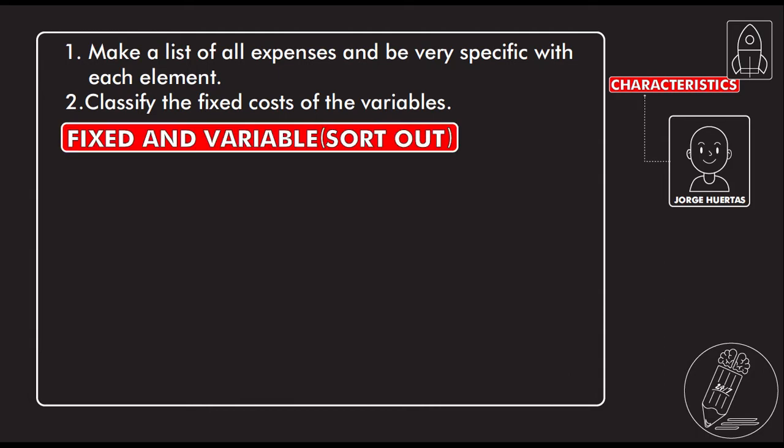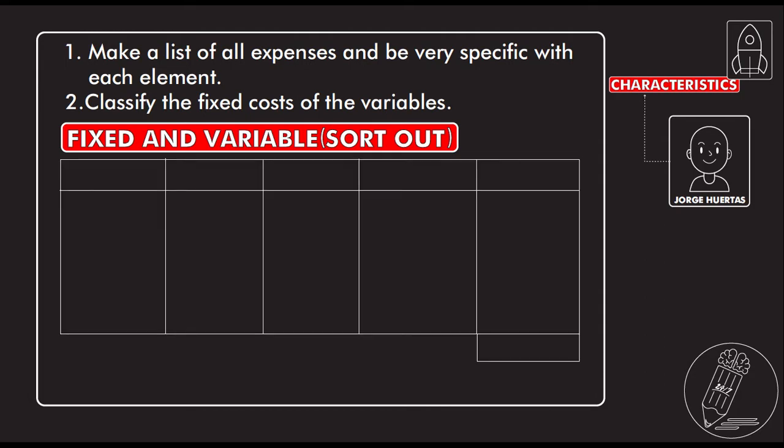After you fix and classify the fixed and variable costs, you're going to develop this table. This table is very important. Here you put the item. You start with all the fixed costs, because those things are the most important, because without them you cannot work. And here you put the name of the product or service, because maybe you need to hire someone to make a specific task. So here you put it.